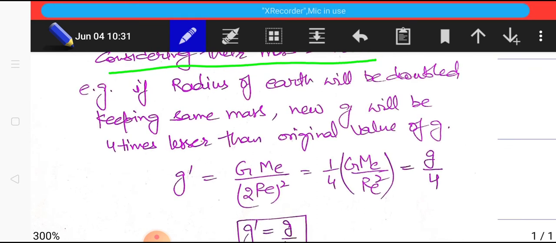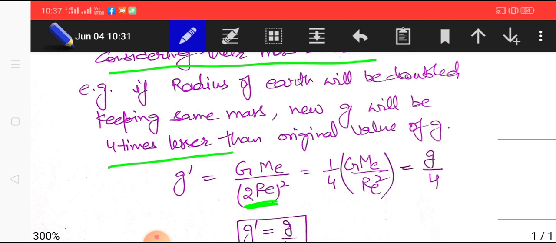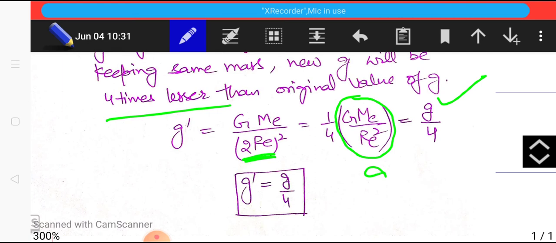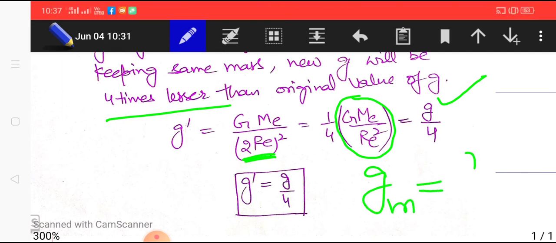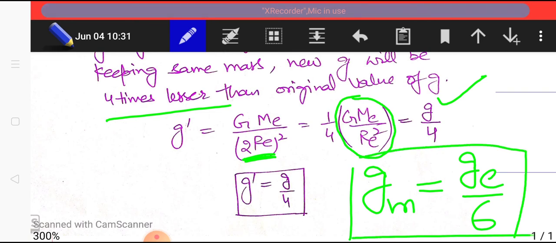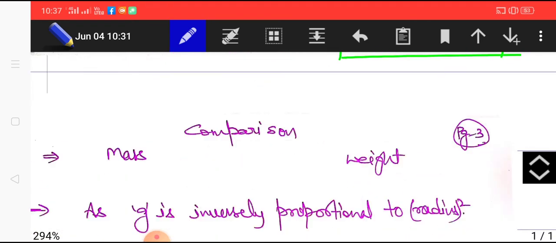Radius of earth will be doubled keeping the mass same. What is the new value of g? If we need to calculate, then it will be 4 times lesser. Pay attention here. If we double the radius, then we have square of radius here and it will become 4 R square, and G M by 4 R square is our original g, so new g will become g divided by 4. Similarly, on moon, acceleration due to gravity is 1/6 of acceleration due to gravity on earth. You can use this relation for finding the weight of given mass on moon.